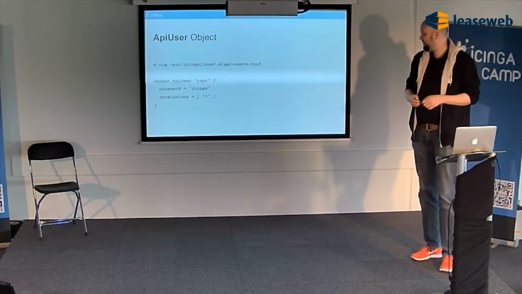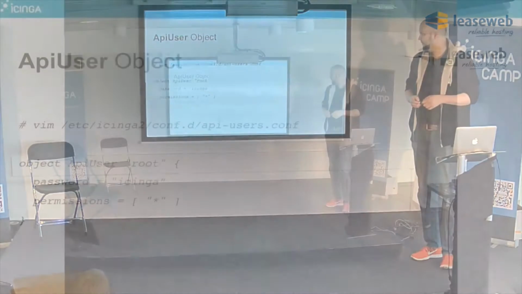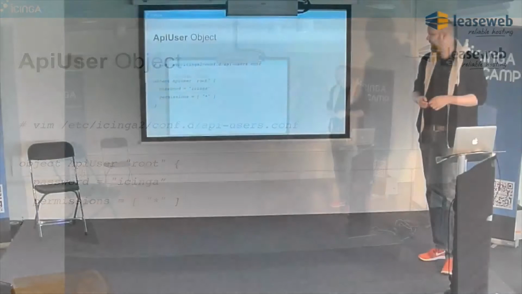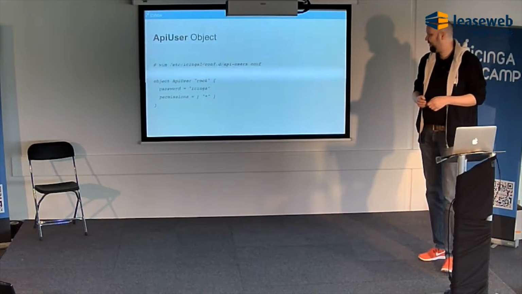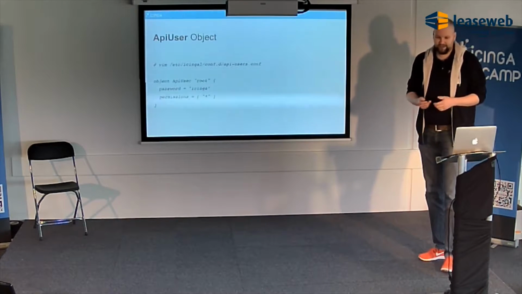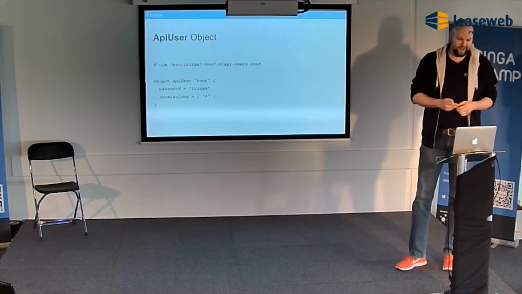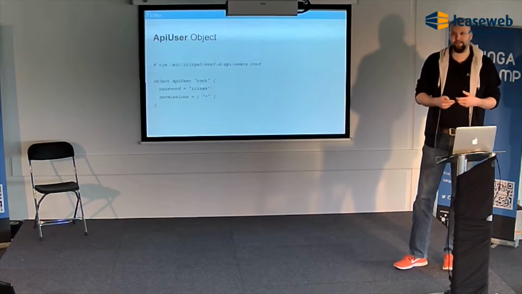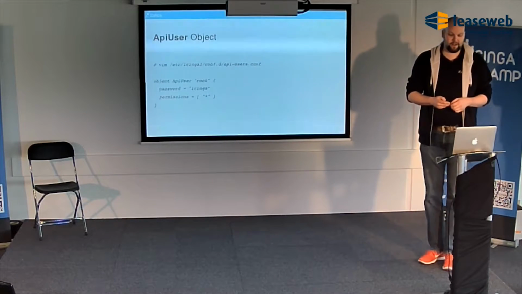The API user object basically looks like this. That's an example taken from the standard installation of Icinga 2 right now. So you're defining just an object with the type ApiUser. The name is root in that example. Password is icinga, and permissions is everything, which is generally bad. You should think about it when defining or configuring special users.